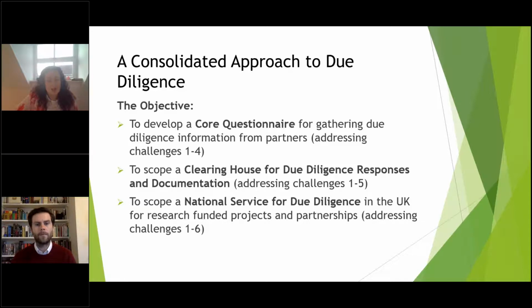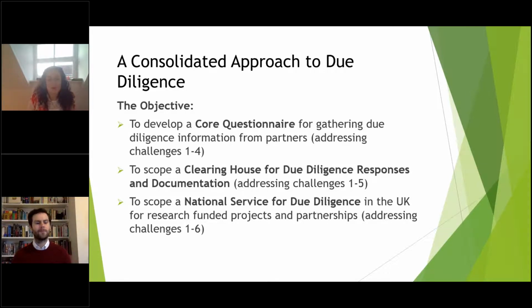The second output is that we're looking to scope out proposals for what we're calling a clearinghouse for due diligence. A clearinghouse is effectively a fancy word for a database, whereby instead of each university in the UK or each lead research organisation contacting the partner and saying, can I have your answers to the questionnaire, and lots of questionnaires flying about by email, the idea with a clearinghouse would be all the answers to the questionnaire go into one system, and then whichever lead research organisation wants to work with that partner, they come to that system to get the answers instead of having to go and chase up the partner for them again. And we would have some workflow and approvals and reporting and clever features built into the clearinghouse as well.